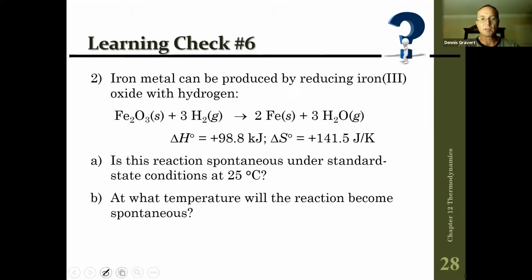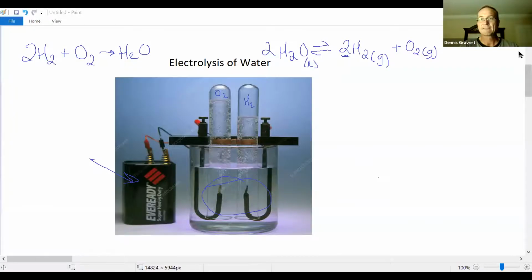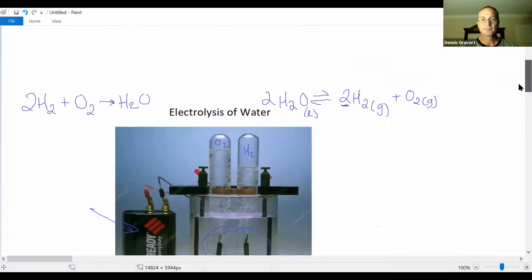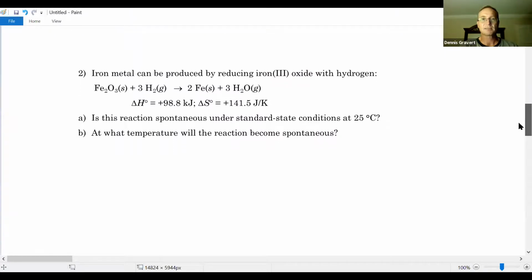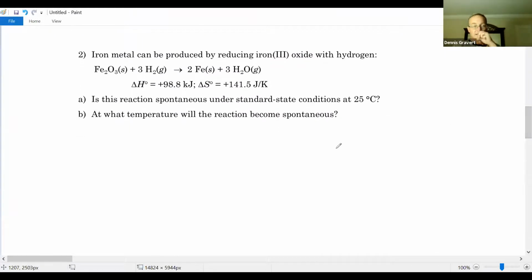Okay, harder problem, more math here. Let's switch over to a screen where I have some room. Okay, so in the next self-check, iron metal can be produced by reducing iron 3 oxide, this molecule, with hydrogen, that molecule, to make iron metal. That's what we want. And you make some water as steam. Cool. Is this endothermic or exothermic?